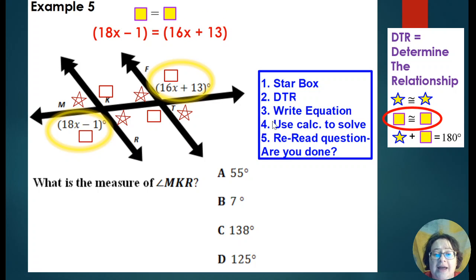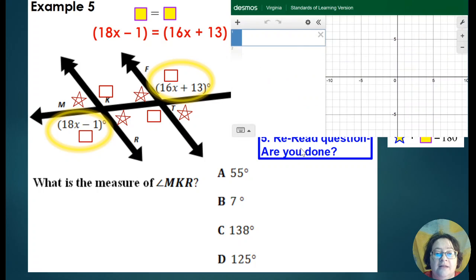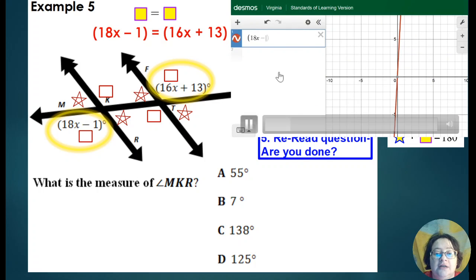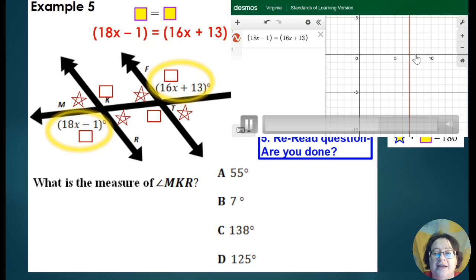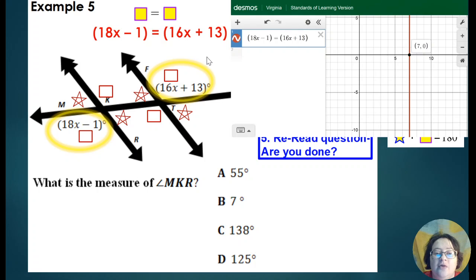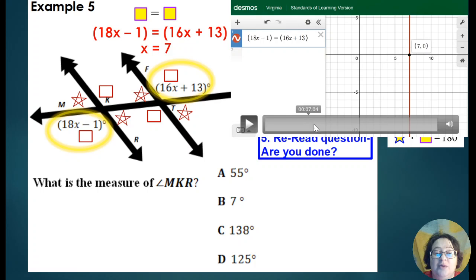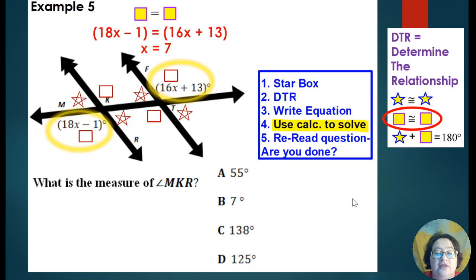Now that my equation is written, I can use my calculator to solve, in this case, Desmos. So I'm going to bring up Desmos in my browser. I'm going to type out my whole equation in the box. So 18x minus 1 in parentheses equals 16x plus 13 in parentheses. I'm going to find my line here, and I'm going to click on the x-intercept. The x value is 7, so I know that x equals 7. So I've used Desmos to solve the equation, and I have the answer for x.